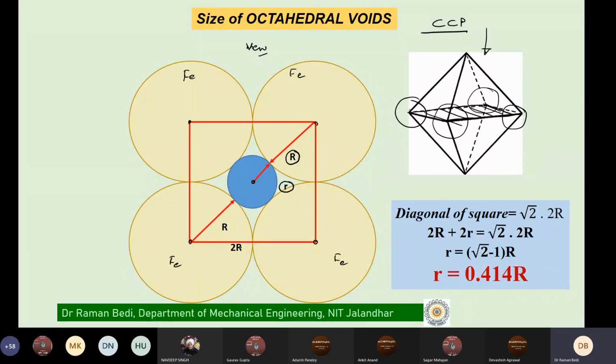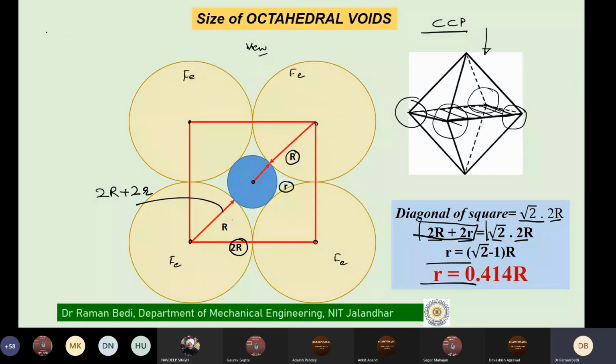It is easier to get a ratio here because we just say that the diagonal of the square that you are now able to see, the side of the square happens to be 2 times r. The diagonal of the square happens to be root 2 into 2r. And we also know that this diagonal, that is root 2 into 2r, is also equal to 2r plus 2r. This is r plus r, 2r. So this can also be written as 2 times r plus 2 times r, which is also equal to root 2 into 2 times r, and tells me that r can now be obtained as r is equal to 0.414 times r.